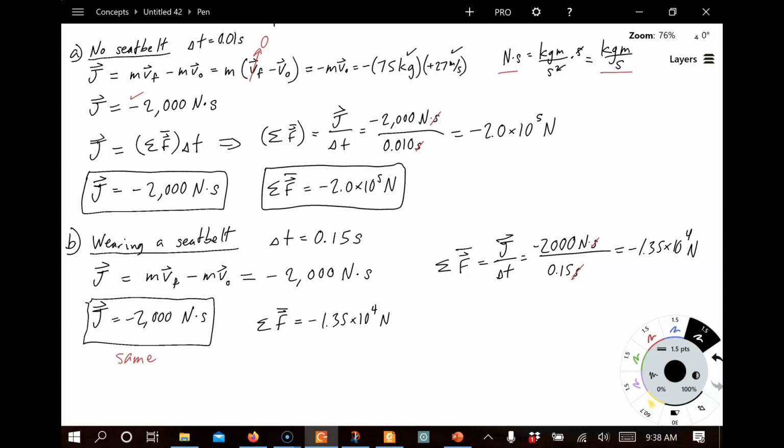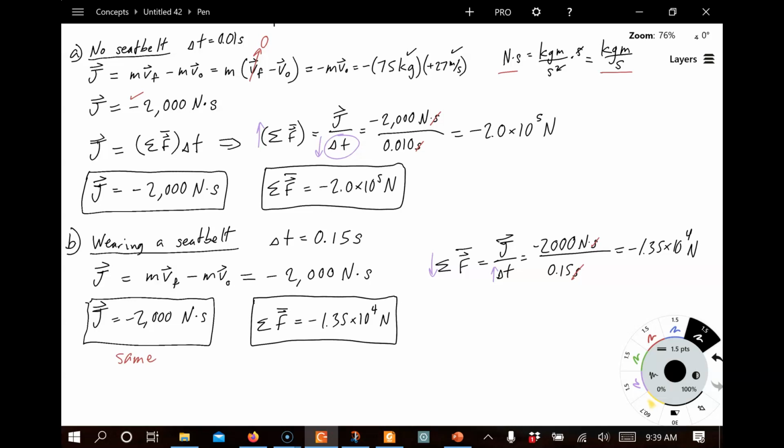And so notice there's a trade-off here, right? If you look at delta t, you can have a small value of delta t, which gives a large value of the average net force, or in this case, you can have a larger value of delta t, which gives you a smaller value of the average net force. Now, that means that the force is less if you can extend the impact over a longer time, and that makes you much less likely to get injured, because it's the strength of the force that causes your injury, not the impulse.